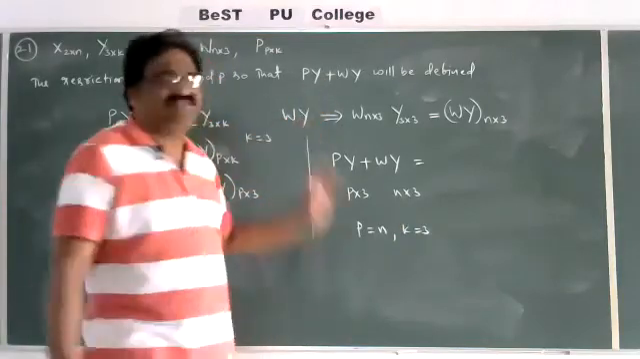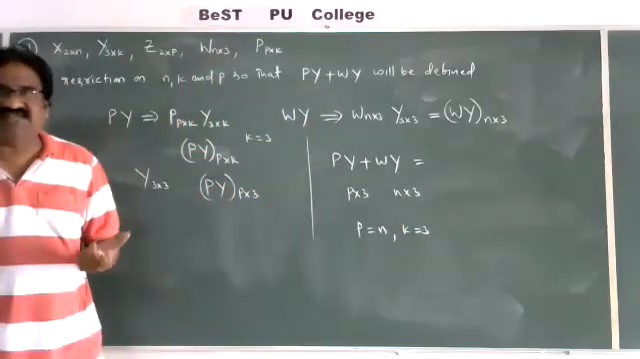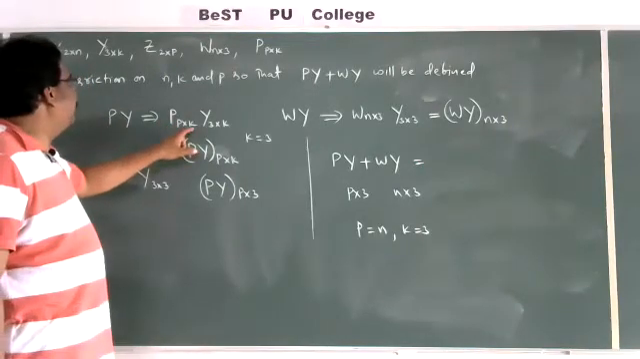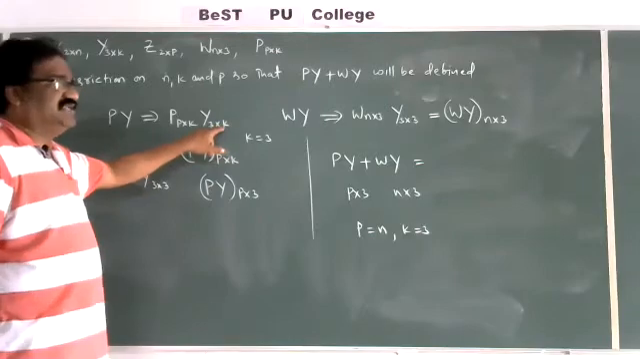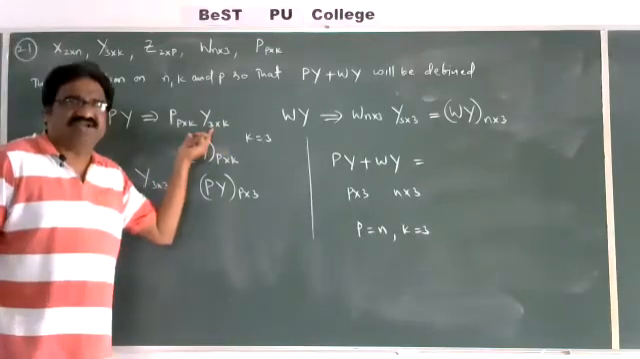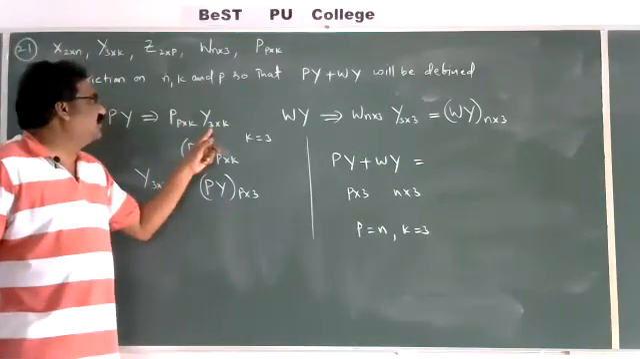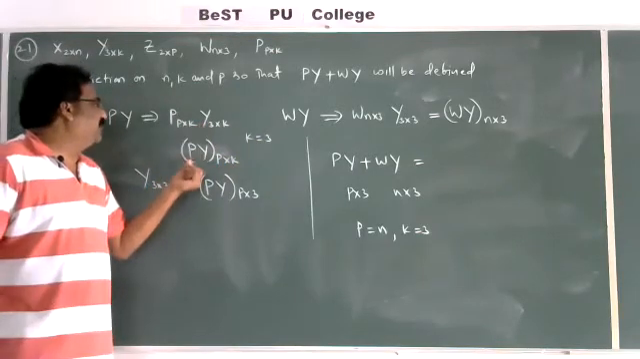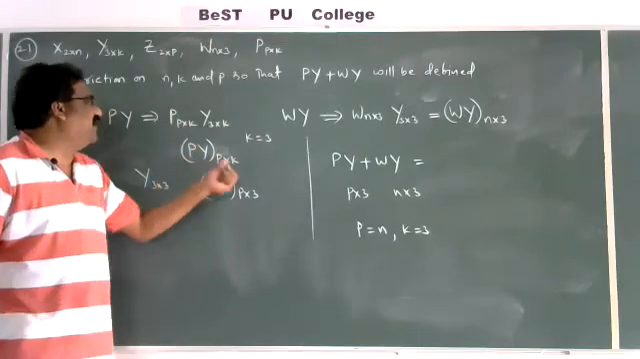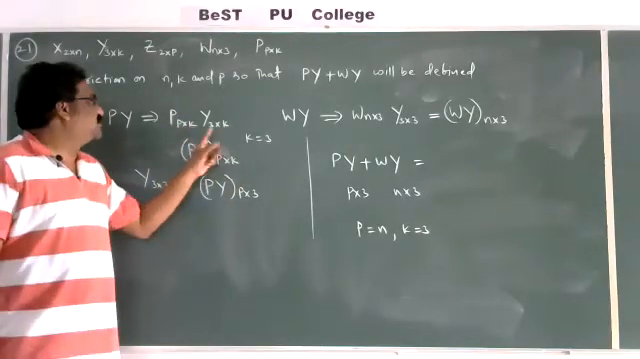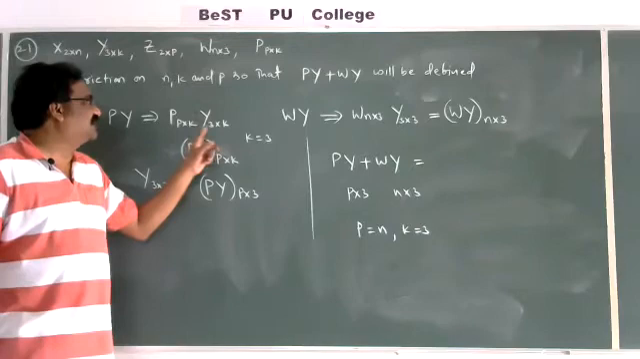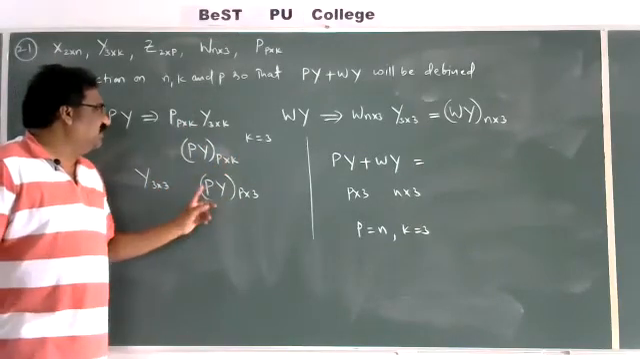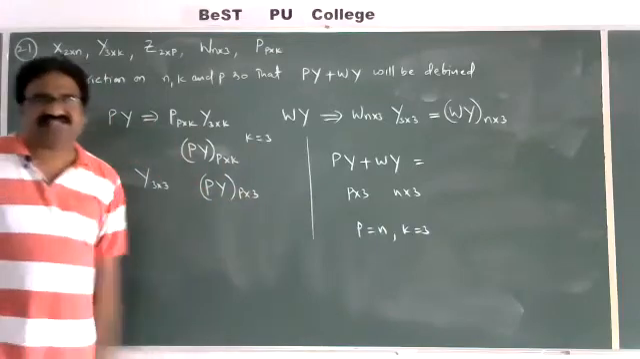First, Py is defined. That is, the Py product is defined. Py implies P is a P by K matrix, Y is a 3 by K matrix. Here multiplication is defined only if the number of columns is equal to the number of rows. That's why K is equal to 3. After the product, you get Py as a P by K matrix. Here the number of columns and number of rows are cancelled. Then you get P by K. Already you get K is equal to 3. That is, Py is a P by 3 matrix.